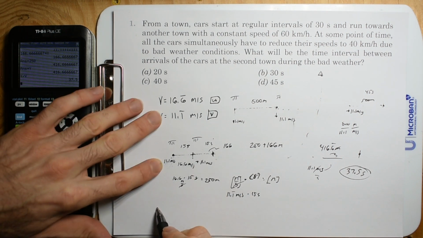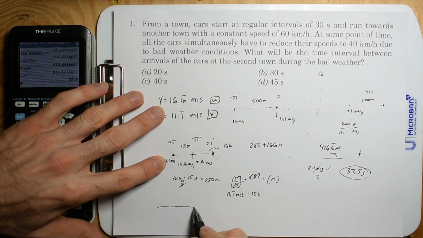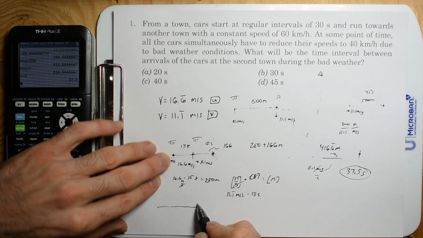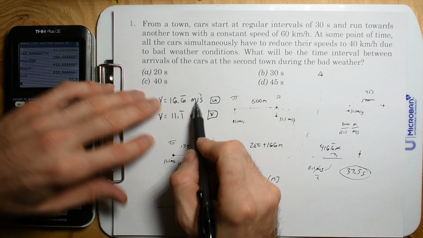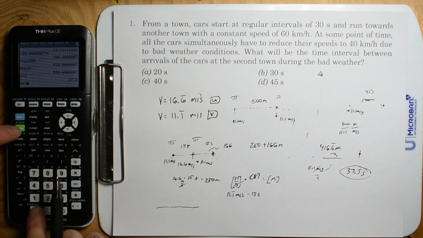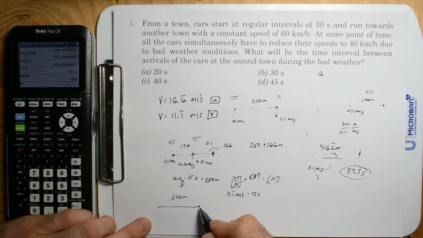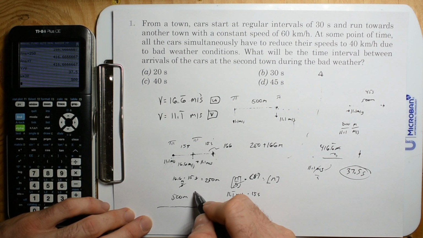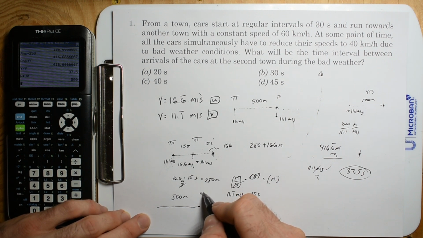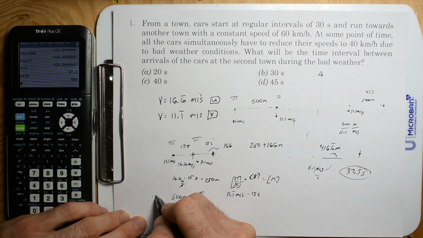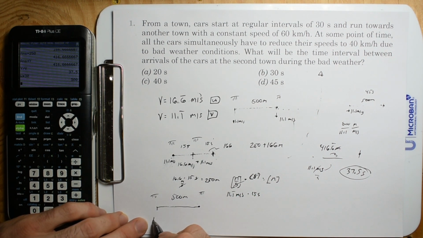Okay, so let's say this car goes for 30 seconds at 16.6 meters per second. So that's going to be alpha W times 30. It's going to go 500 meters. And then both hit the storm. So now both have a speed of 11.1 meters per second.